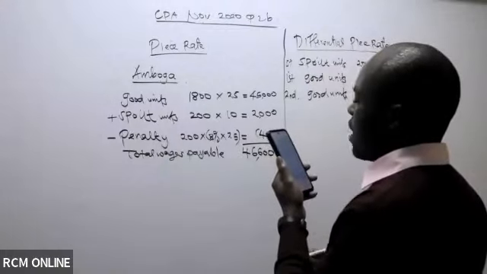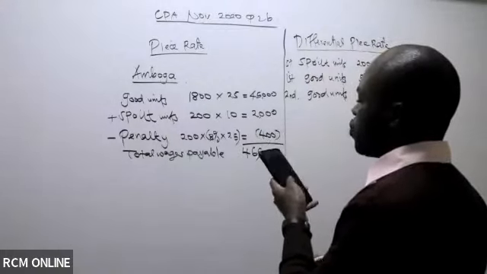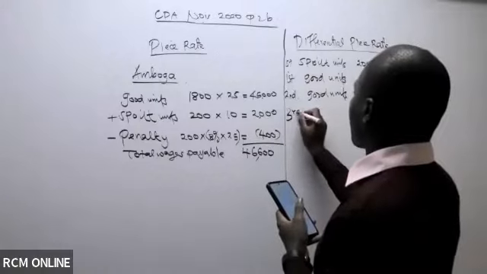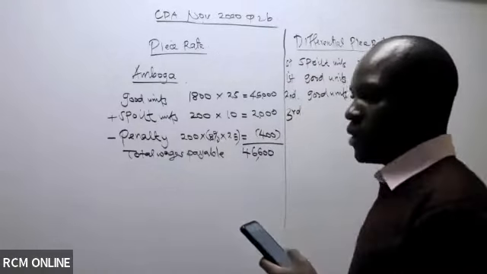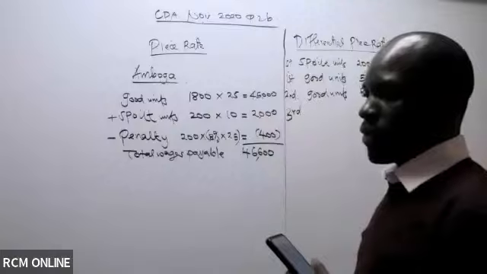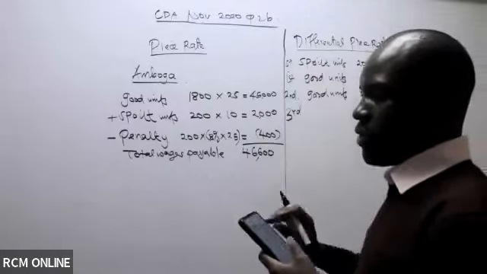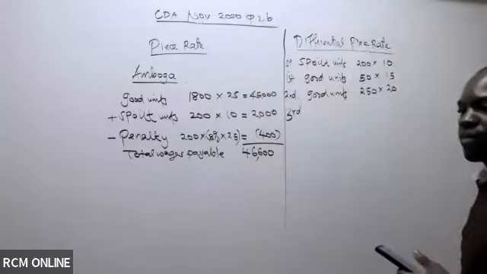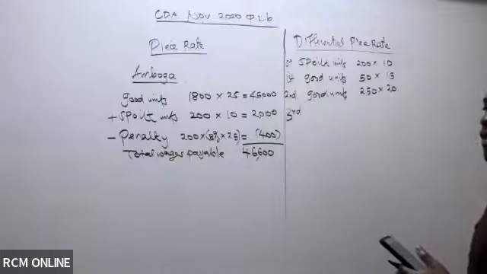Then let's go to the third bar, from 500 to 1,000. From 500 to 1,000, how many units are those?